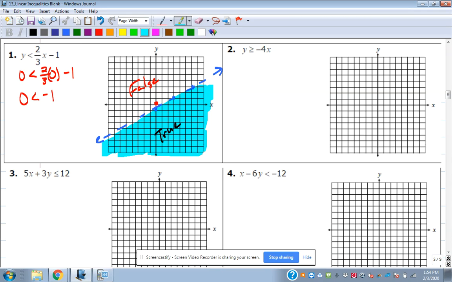So let's look at number 2. Y is greater than or equal to -4x. What's the y-intercept for that one? 0. So I'm going to go to 0, 0 and put my dot. And then the slope is -4. So I'm going to go which way? Down 4 over 1. Down 4 over 1. Solid or dotted line? Solid this time because it has what? Equal to mark. Equal to mark means solid line.